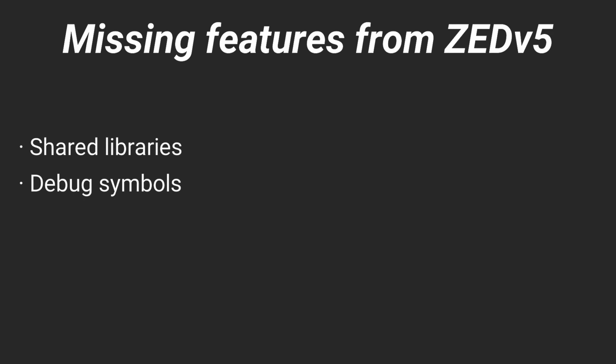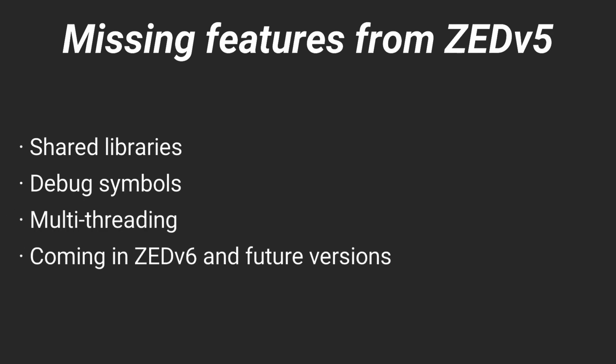Here is a very basic example of a Z CPU core implemented in hardware on an FPGA with an MMU and all the other fundamental components needed to run an AQUA application natively. Some important features are still missing from the current Z specification though, such as shared libraries, debug symbols, and multi-threading that will come in ZV6 and future versions of the Z specification.